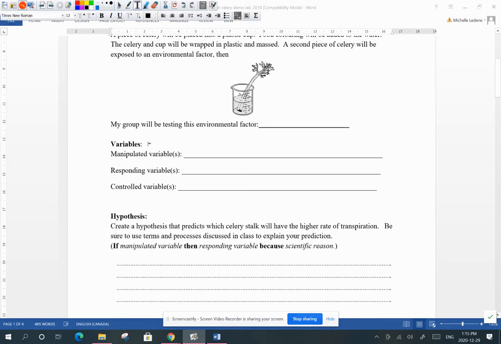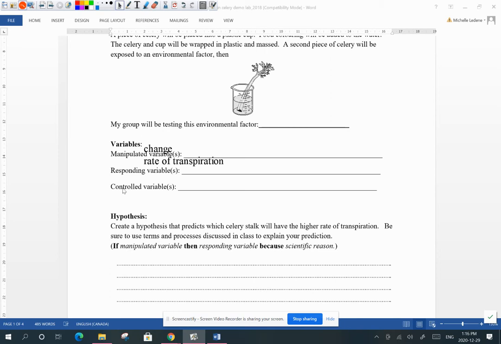What are you changing? Okay, so what are you going to change? And then obviously the responding variable is going to be the rate of transpiration. So how do you think we should measure that? Well, of course, there's a couple of ways of doing this. We could measure the mass of the plant before and after. We could put a plastic bag around it and look at how much moisture is being released. Another thing, we can simply use food coloring. Put some food coloring in the water, and over time, we expect that it'll be drawn up the stalk of the celery into the leaves.